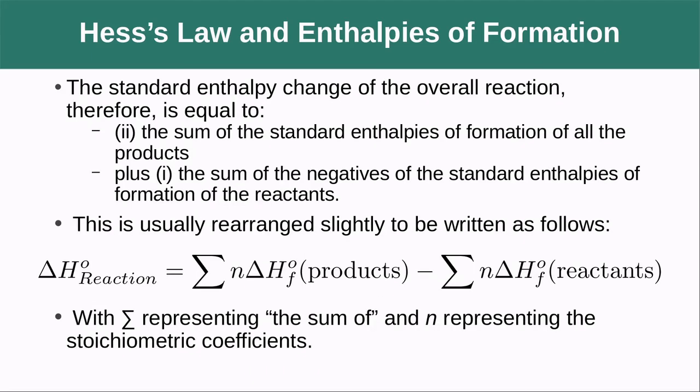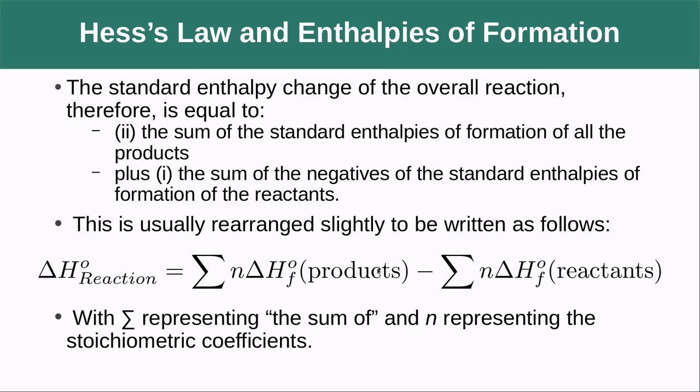Let's take a look at the math because I think it's actually a little bit easier. So basically what we're going to do here is look up in the table all of the standard enthalpy changes of formation for our products. We're going to multiply each one of those by the stoichiometric coefficients. That's what this n is here. If you're looking at the equation, what are the coefficients in front of that product? And then we're going to sum all of those together.